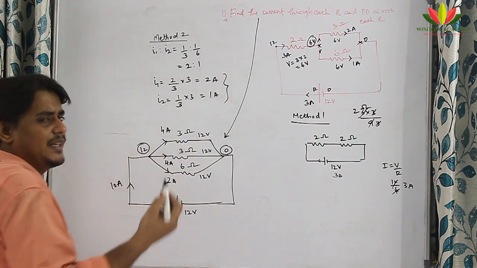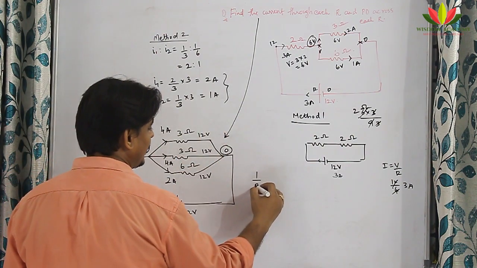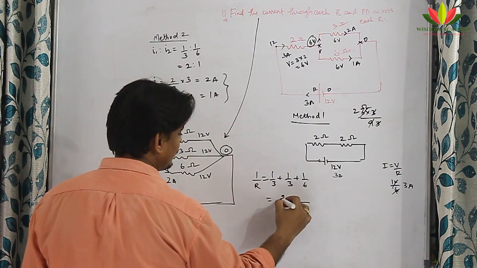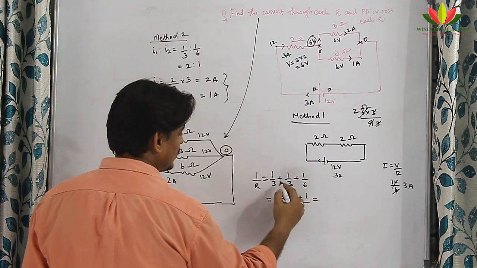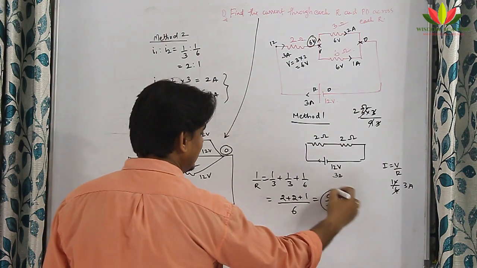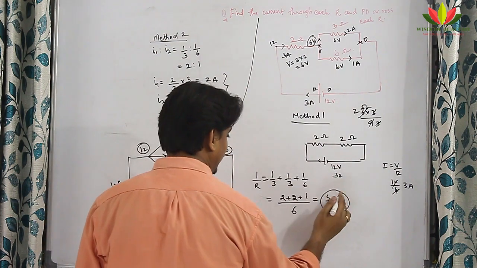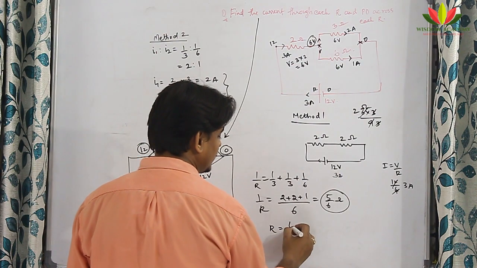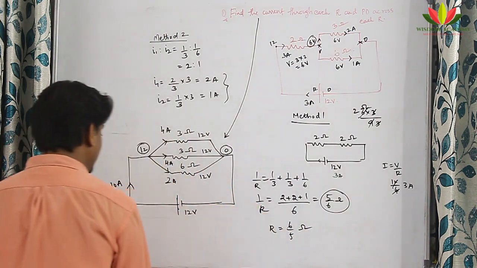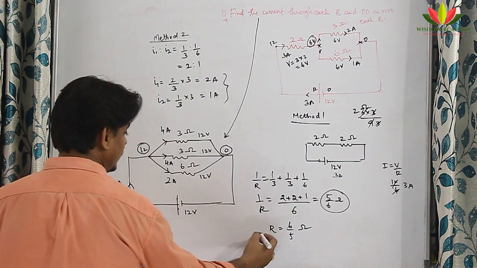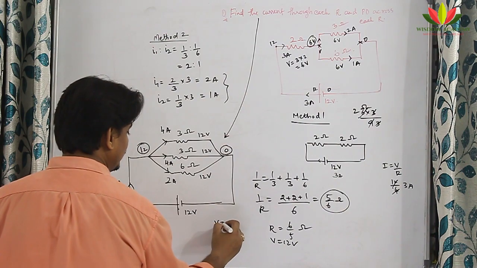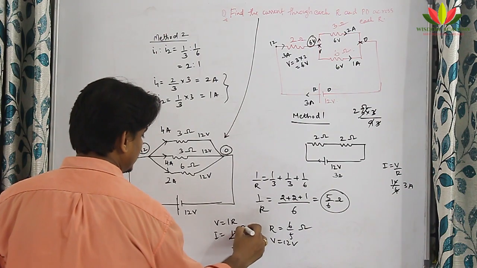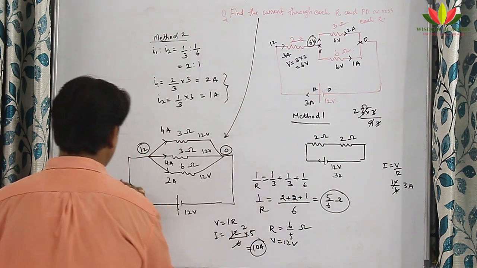You want to verify this? Please verify. If you find Req, 1 by R is equal to 1 by 3 plus 1 by 3 plus 1 by 6. Taking the LCM as 6, it will become 2 plus 2 plus 1. So 5 by 6 is the 1 by R value, so R will be equal to 6 by 5 ohm. And then V is 12 volt. V is equal to IR, so I is equal to V by R. So 12 by 6 by 5, that is 12 into 5 by 6, 10 ampere. Isn't it the same value that we got here?